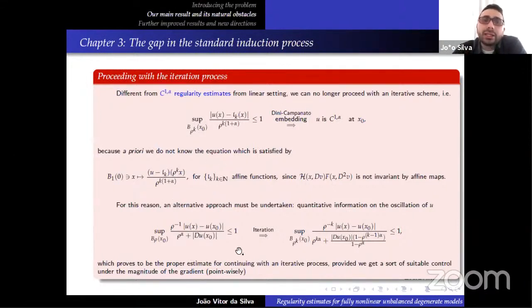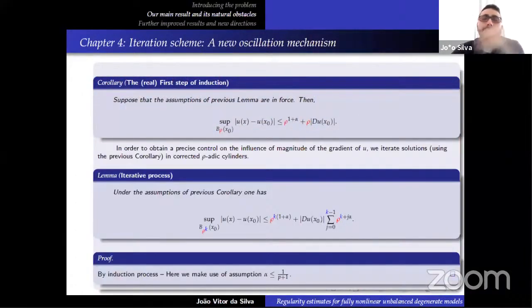performing a new oscillation mechanism inspired by the Araújo, Teixeira and Urbano article, for example. In the first level, you can compute this oscillation, where the influence of the gradient is coupled inside the oscillation. And we proceed with the iteration process. In a first step, we have these estimates. We have a correct geometric decay in terms of the radius of the ball and the radius of the ball times the magnitude of the gradient. Then the oscillation of u depends on the magnitude of the gradient. Then we perform the iteration process.